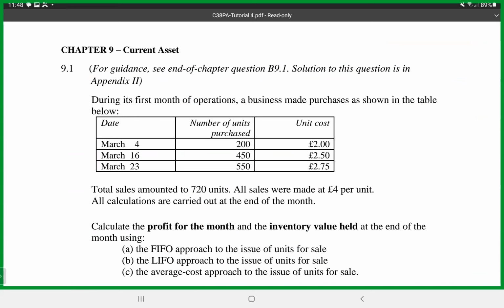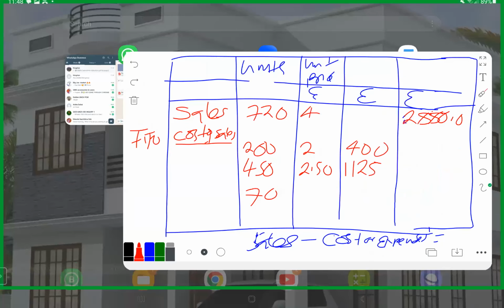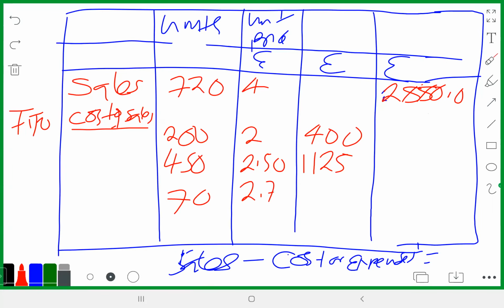We value it at 2.75 pounds, which is 192.50. Right. And then we add everything. Add that. Find the total cost. What is our total cost? 1717.50.